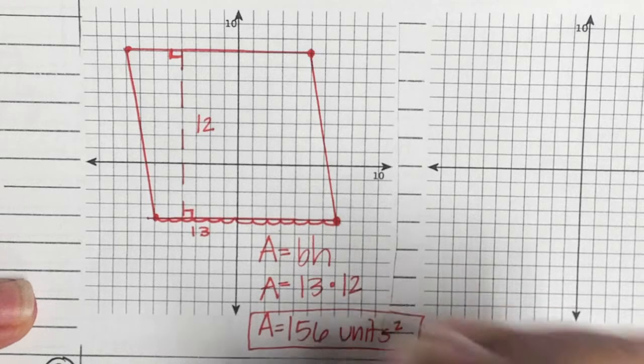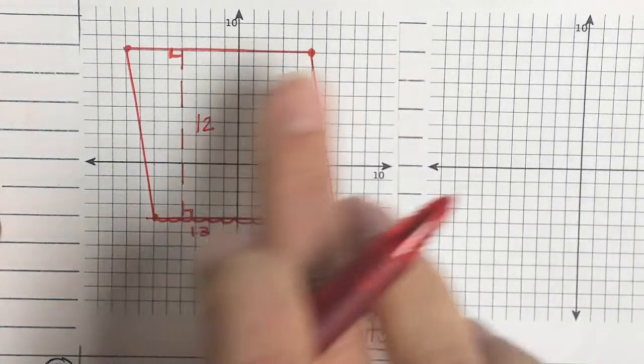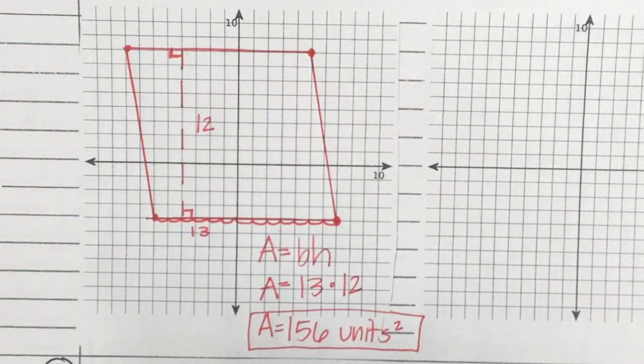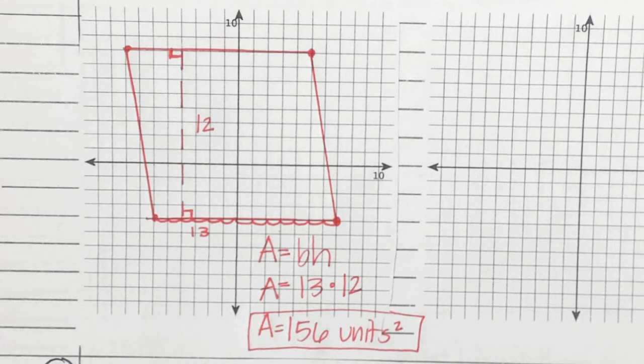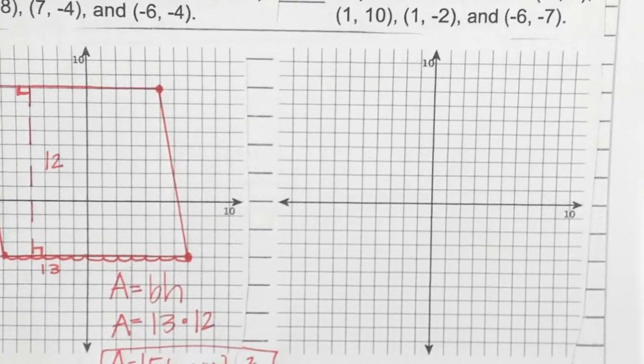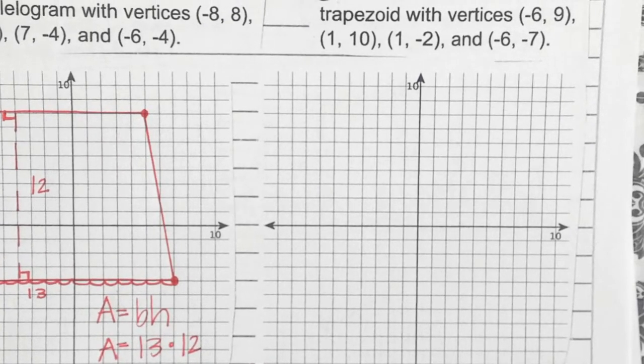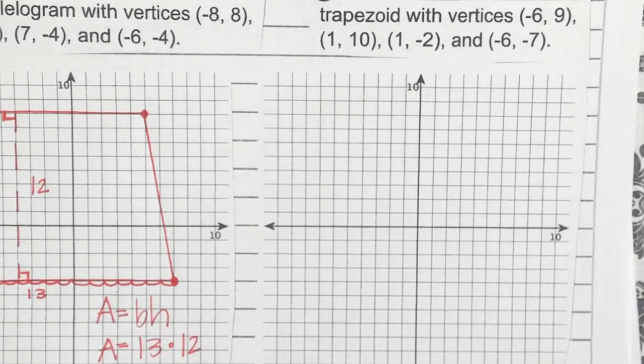Okay? So again, what we did, we plotted our points, we drew our shape, we counted to find the distance of our sides, and then we just found the area. Okay? Let's look at a trapezoid. Again, first thing we're going to do is plot our points. So let's walk through those together.